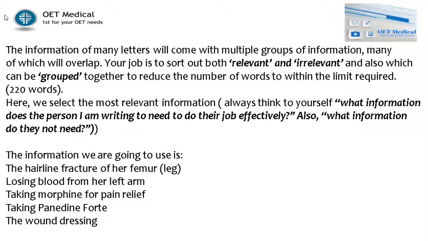The information of many letters will come with multiple groups of information, many of which will overlap. Your job is to sort out both the relevant and irrelevant, and also which things can be grouped together to reduce the number of words to within the limit required, 220. 220 plus 10, we say. Here, we select the most relevant information. Always think to yourself, what information does the person I'm writing to need to do their job effectively? And also, what information do they not need? So this is your job.